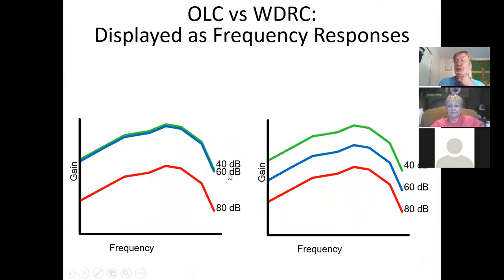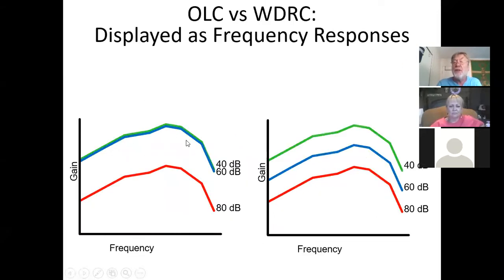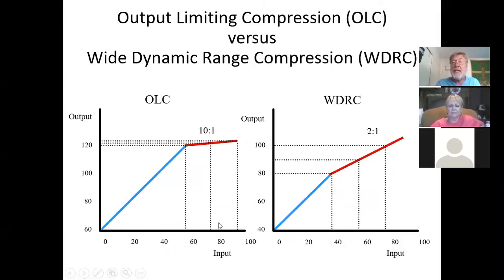For average inputs like 60, the same, a lot of gain. Watch this now, okay? Whatever the gain is here, 60 in, 40 in, 100 out, 60 in, 120 out, okay? So the gain remained the same for 40 and 60 dB inputs, but suddenly, with a loud input like 80, the gain went down. With a loud input like 80, suddenly the hearing aid went into compression.